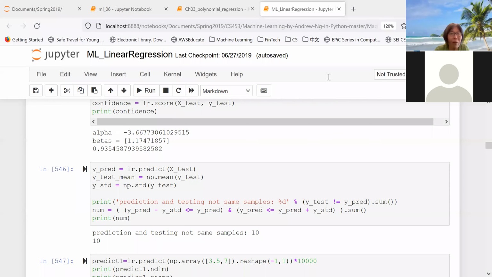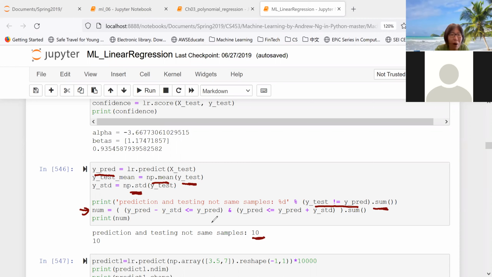Then what we try to show next is you can predict y as the predicted value. You can also find the mean of the testing target values with NumPy's mean, and also the standard deviation. Then we try to find how many testing values and predictions don't match, and you can call the sum. In total in this case it is 10.